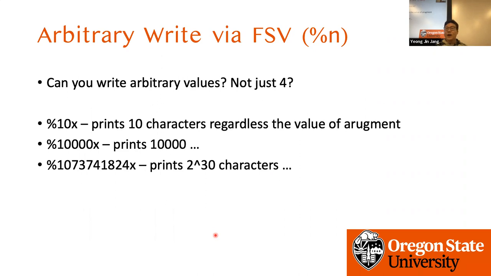No matter what kind of argument we have, we can print out a specific number of bytes by specifying the length of the format. If we put %10x with the number 1, it will print out 10 characters. %10000x with argument 1 prints 9,999 blank characters and then 1. And then you can also do this. But if we go over the integer max or something, it will not work.